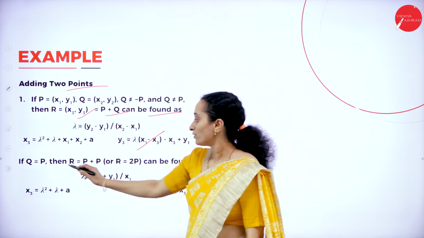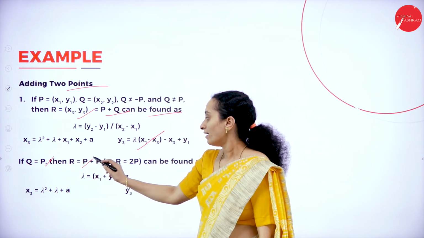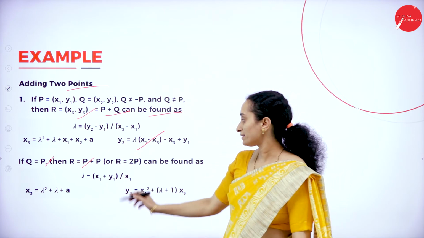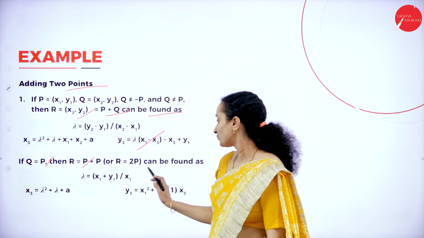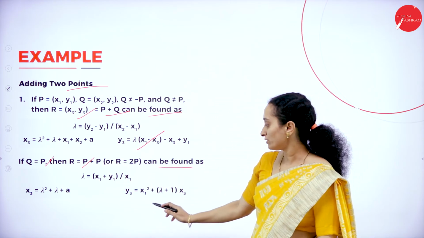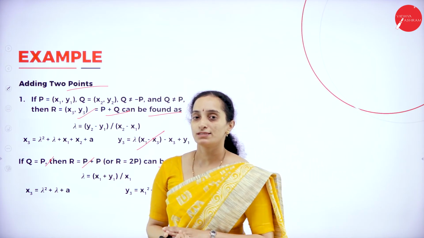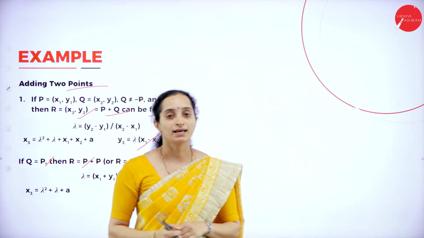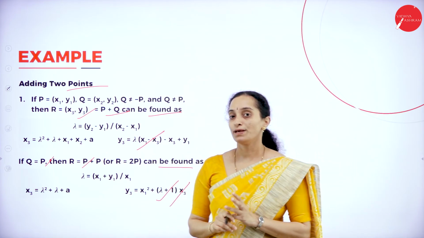If q equals p, then r equals p plus p, that is 2p. r equals 2p can be found using these expressions. So this is about finding the elliptic curve using a cubic equation.